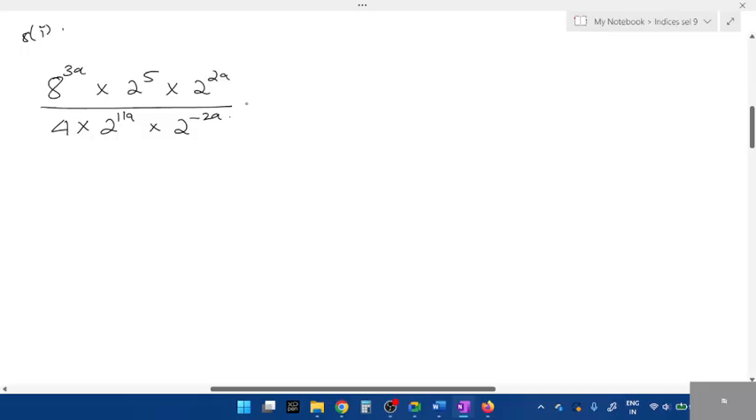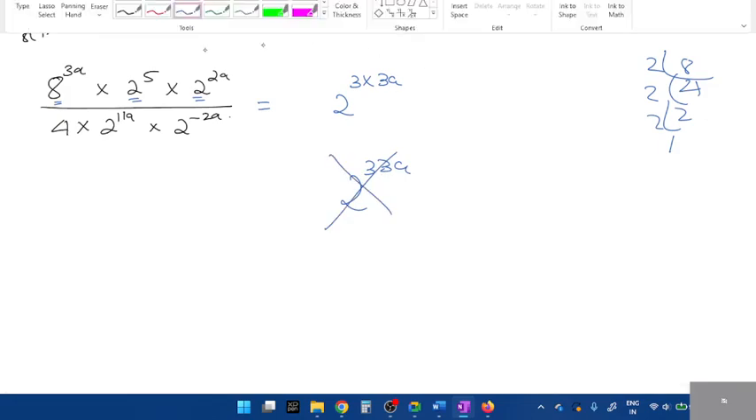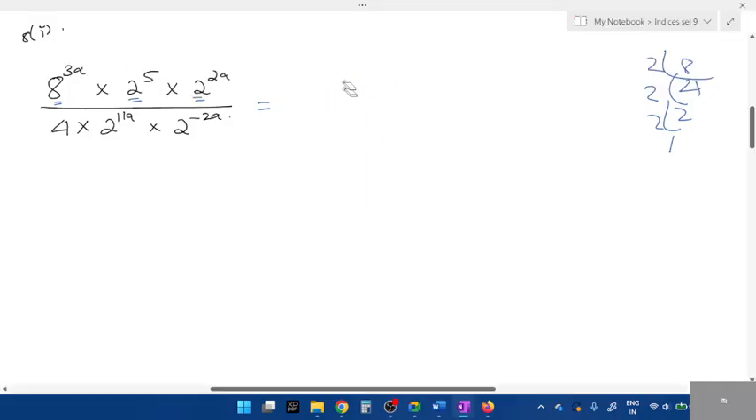It's the same concept. The basic concept is, can you see 2 everywhere in the numerator? So convert even this 8 in terms of 2, factorize it. 8 is 2 to the power 3. There is already 3a, right? So you can't write 2 to the power 33a. Does it make sense if I write like this? No. So look here.